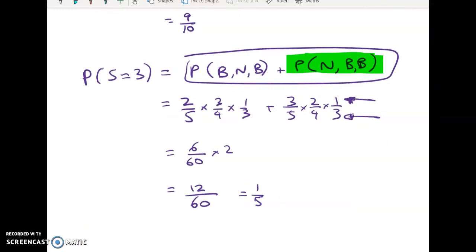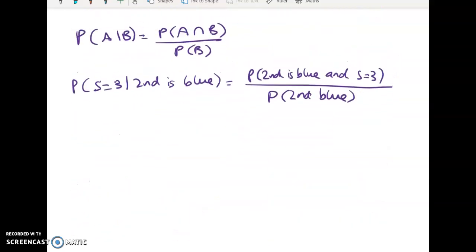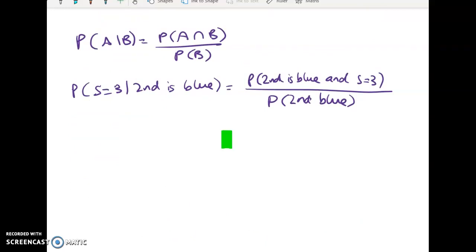So going back up to here, this is the case that we want, right? This is the probability that S is equal to 3, but only one of those has the second sock being blue. So it's those probabilities there. So it's 3 times 2 times 1 over 5 times 4 times 3.